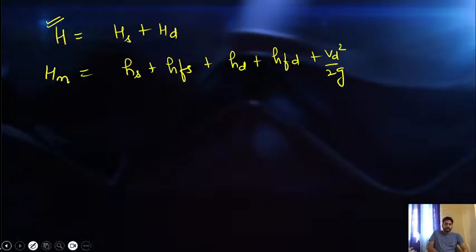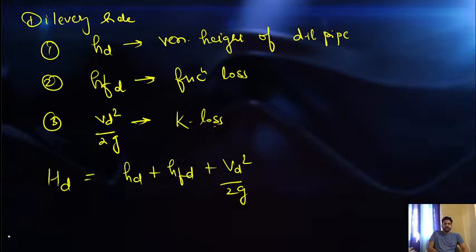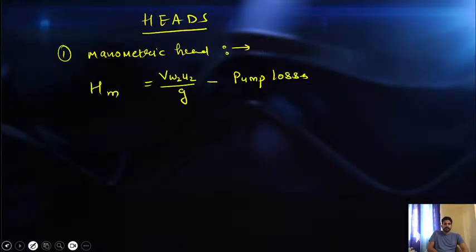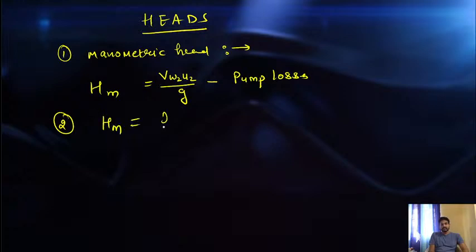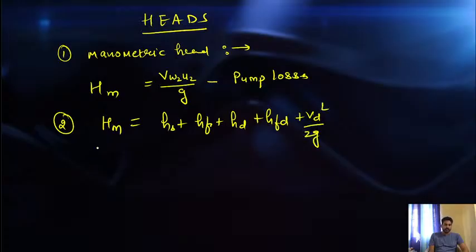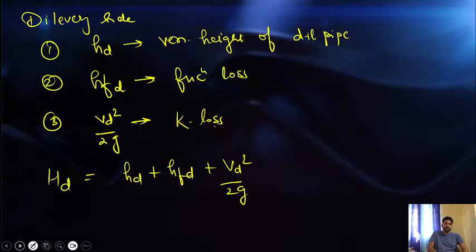Okay, so this is one way to calculate the manometric head. The second way is HM as the addition of all the heads: HS plus HFS plus HD plus HFD plus VD square over 2g. Are you getting my point, guys? If you have any problem, you can ask.